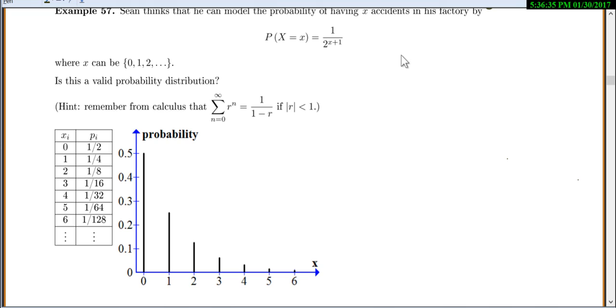So to check if it's a valid probability distribution, you want to see, is each probability between 0 and 1? Well, for any X value we plug in, we're going to be 1 divided by 2 to some power. That's going to be small numbers. That's going to be less than 1. We shouldn't be getting any negatives, so we should be between 0 and 1.